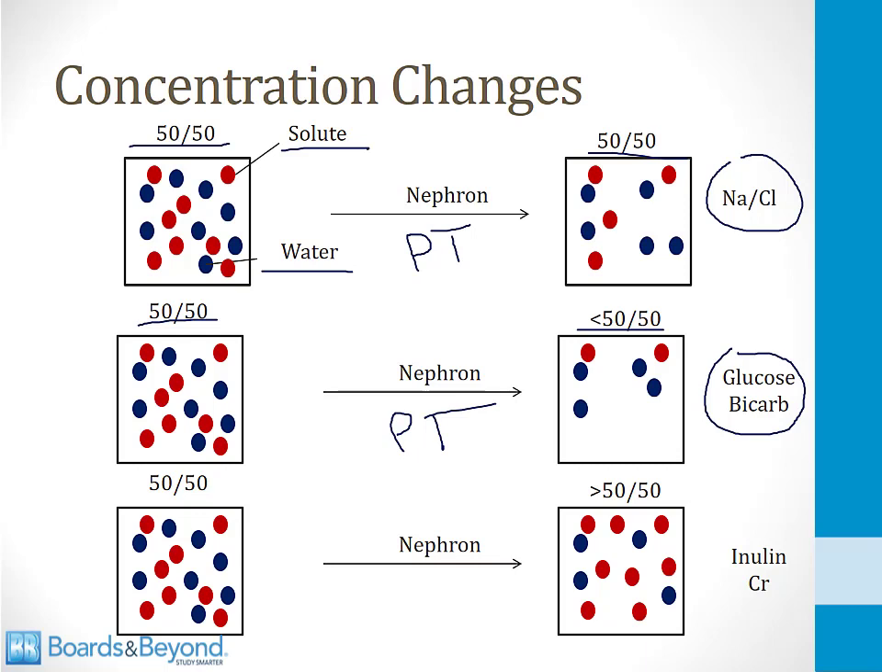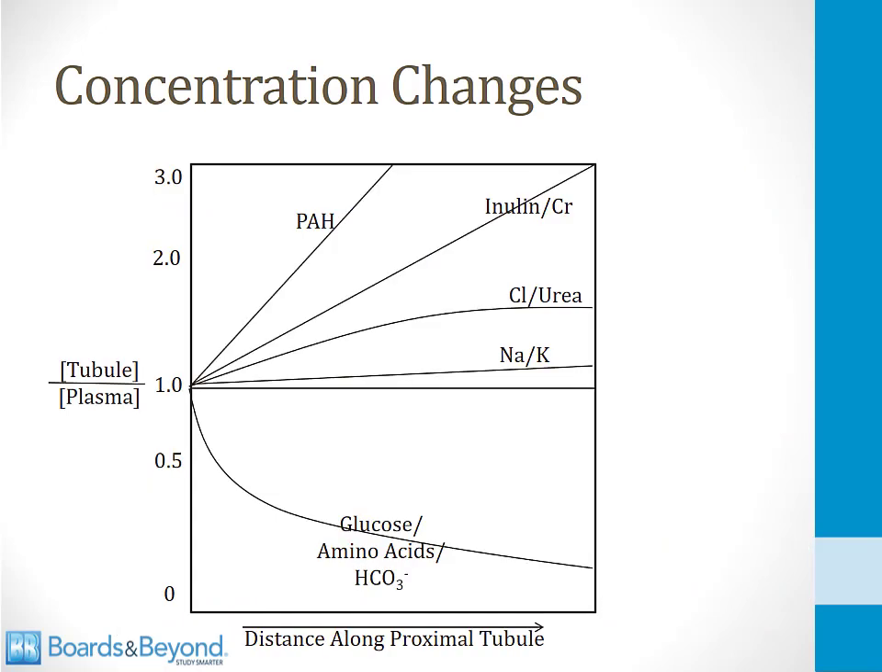Finally, let's imagine we have a third mix of 50-50 solutes and water, and we move along the proximal tubule. And let's imagine that none of the solute is reabsorbed at all. In other words, all the red dots remain, but we do lose water as that is reabsorbed in the proximal tubule. Well, now we'd be left with a mixture that has a higher concentration than 50-50, and this is what happens for inulin and creatinine. Inulin and creatinine are not reabsorbed, and therefore they sit in the proximal tubule and become more concentrated as water is pulled out. So now let's go back to this chart and see if we can make sense of it.